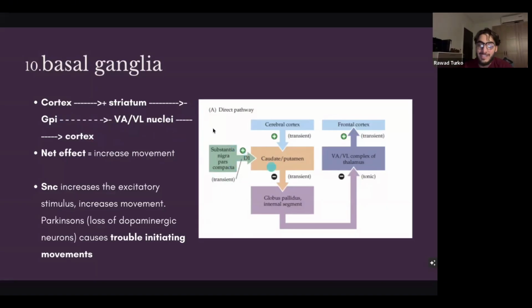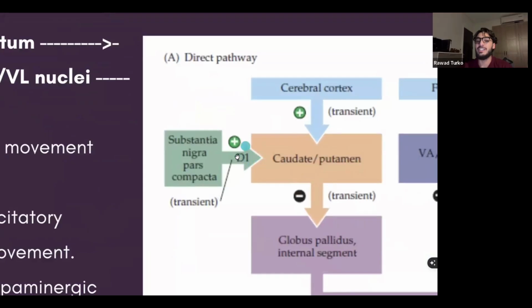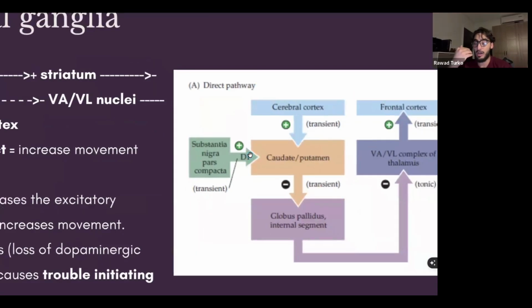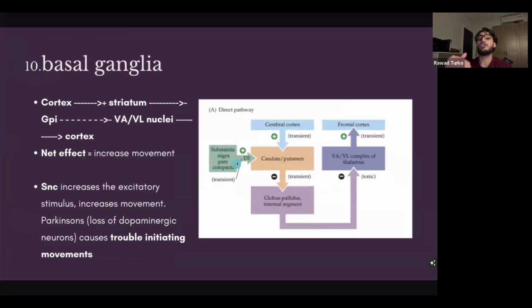Now, the substantia nigra pars compacta acts on these D1 receptors, which are glutamatergic receptors, which means they accept glutamate, so they're excitatory receptors. What it does is send dopaminergic neurons and also activate the striatum at the same time. So it's producing a much more powerful force, a very strong modulator of this entire process.